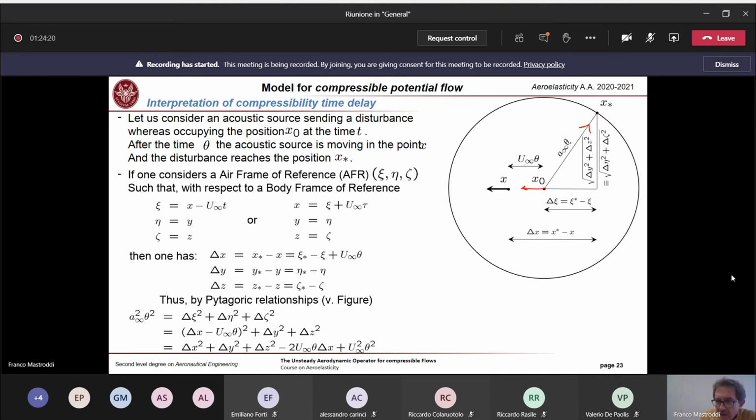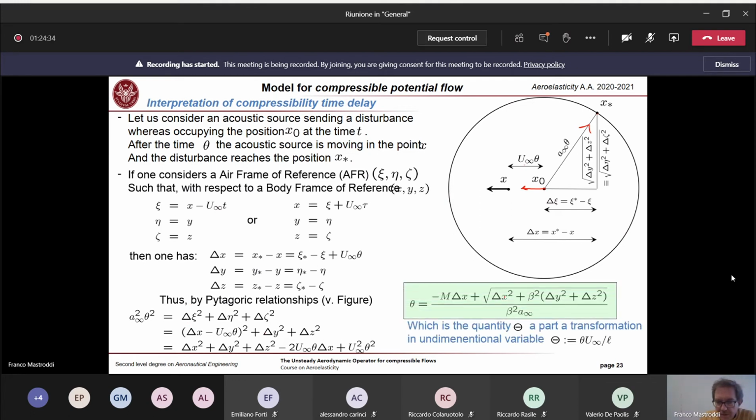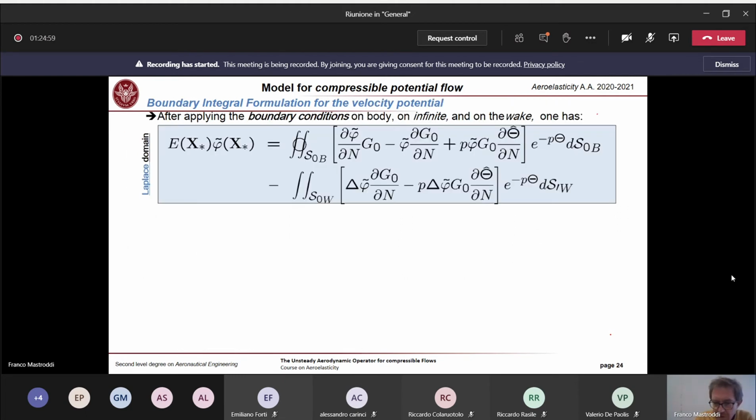theta necessary for the disturbance emitted here to reach this point x star is a solution of a second order algebraic equation, and the final result is that this delay theta, note that I do not have a capital theta here, I have a theta, is given by this algebraic quantity. If you nondimensionalize this theta into a capital theta by dimensionalizing quantities like U infinity and L, you will obtain exactly this expression here.